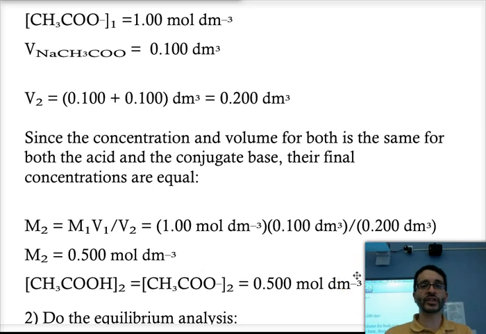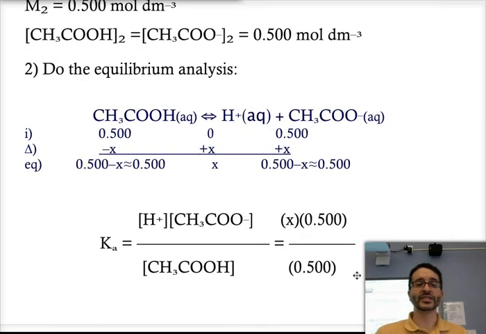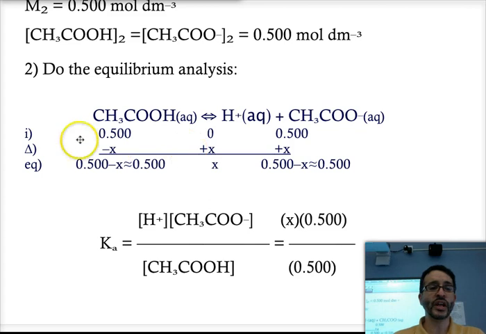Once we have the concentrations after the solutions have been mixed, and sometimes you're going to have the volume and just put solid salt into it, you don't have to worry too much about changing the concentration of the acid, but you would need to calculate the concentration of the conjugate base. Once we have those concentrations, we can do our equilibrium analysis. In this particular case, the concentration of the acid is 0.5 molar and the concentration of the conjugate base is 0.5 molar, so we're going to write them in their respective places.